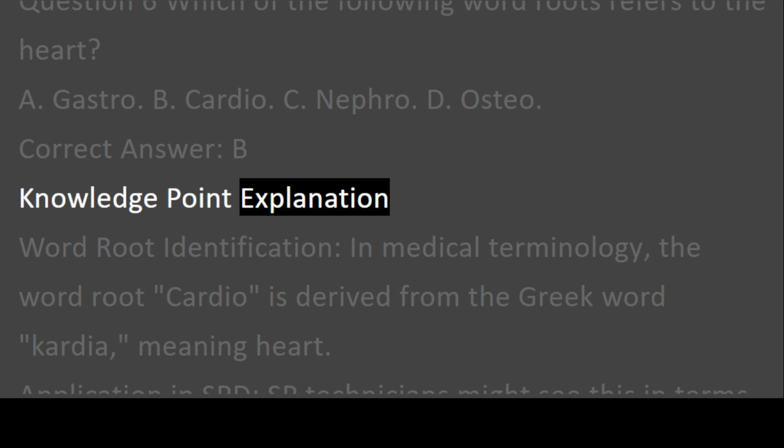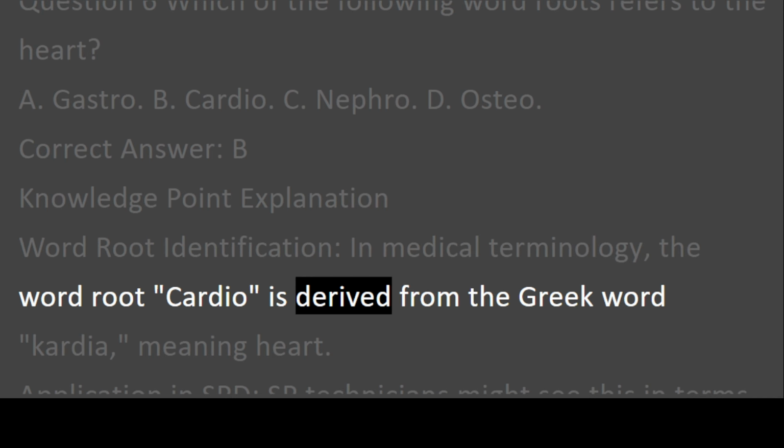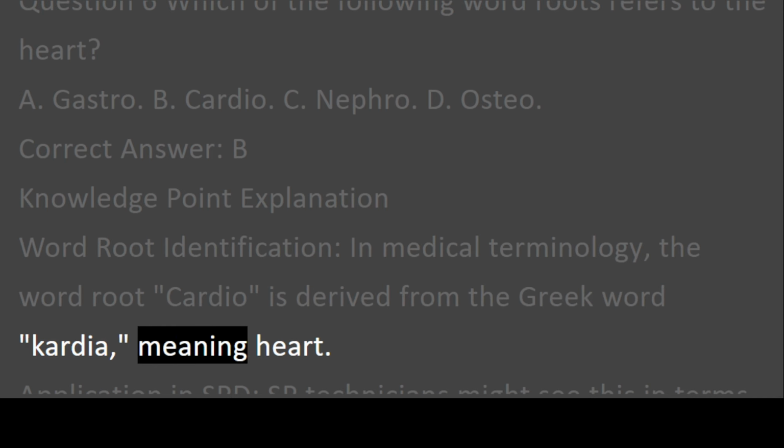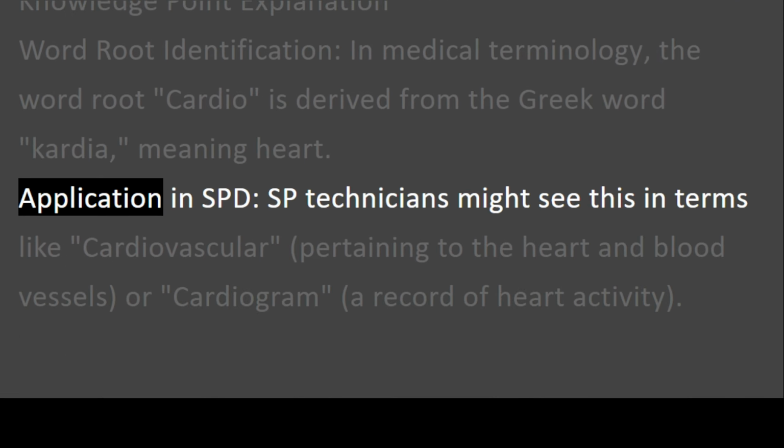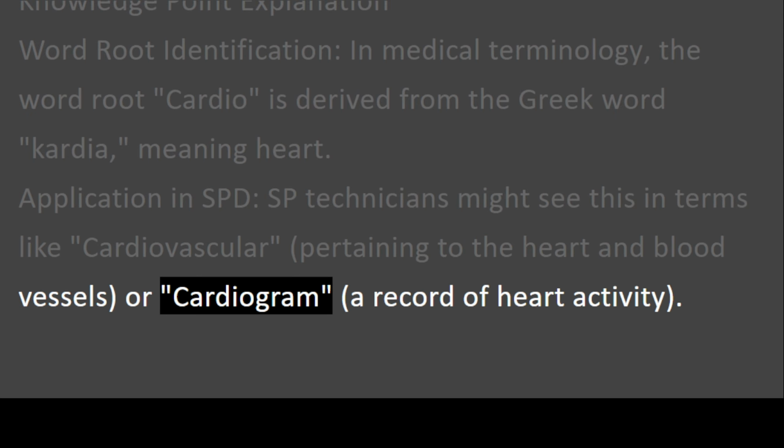Knowledge point explanation. Word root identification. In medical terminology, the word root cardio is derived from the Greek word cardia, meaning heart. Application in SPD. SP technicians might see this in terms like cardiovascular, pertaining to the heart and blood vessels, or cardiogram, a record of heart activity.